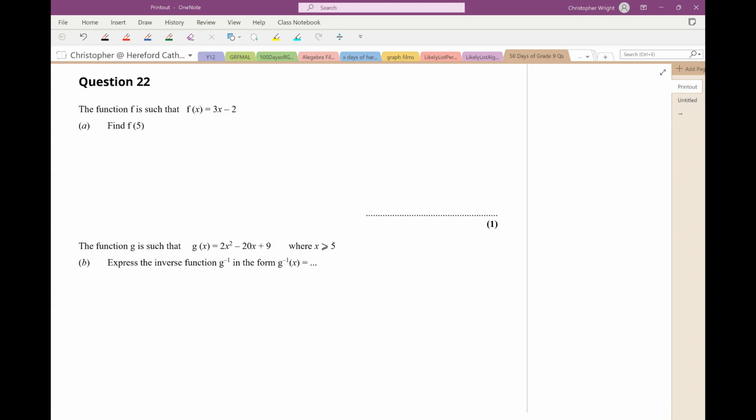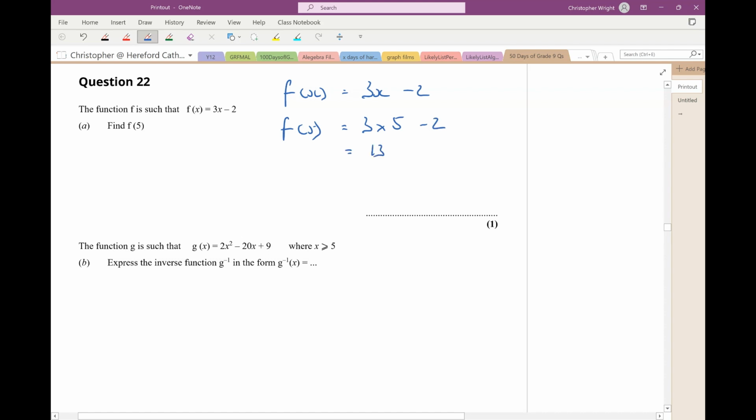Question 22, a question on functions, right? I'm told that f of x is 3 times x minus 2, and I'm asked to work out f of 5, or f5. So that's going to be 3 times 5 minus 2. 15 minus 2 is 13.